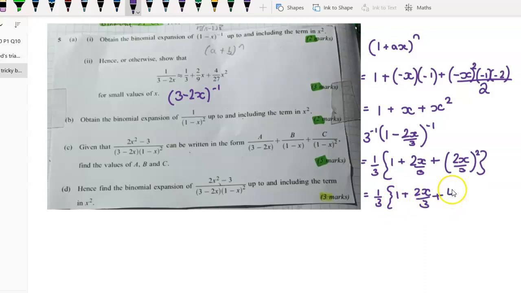Plus 4x squared over 9. Right. Equals a third plus 2x over 9 plus 4x squared over 27.